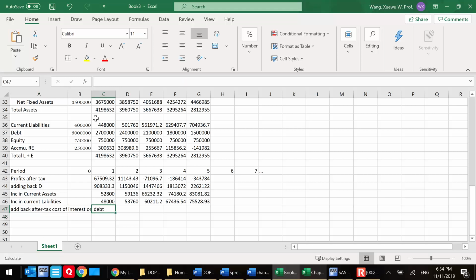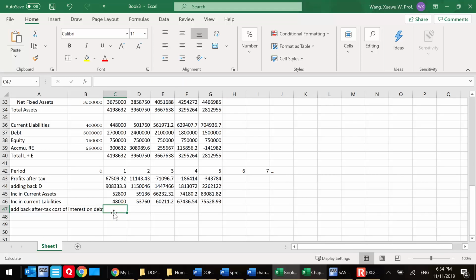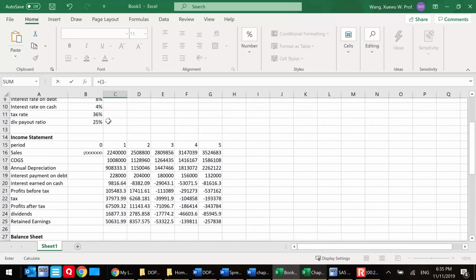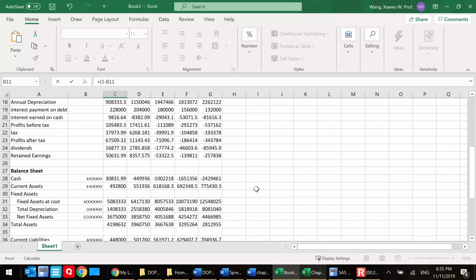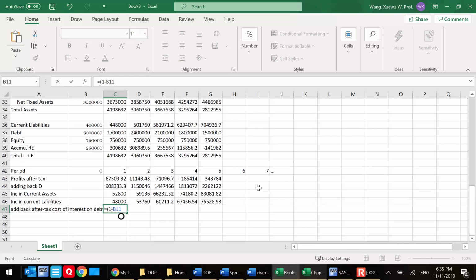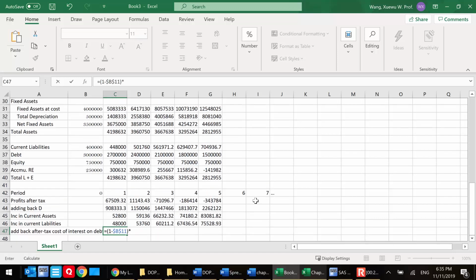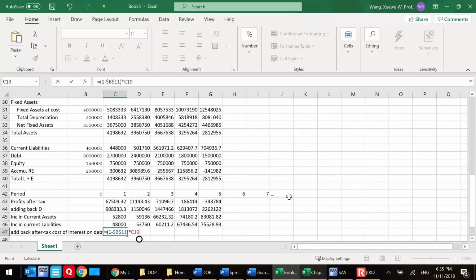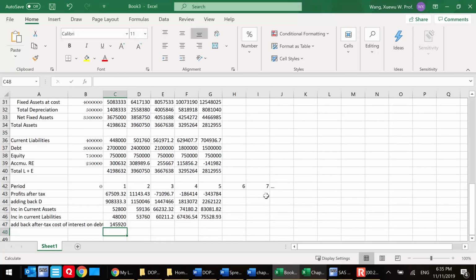All right, so this is going to be, first of all, we're going to do this on after tax basis. So I'm going to do 1 minus the tax rate. The tax rate is actually 36%. So this is 36%. I need to lock these down, multiply that by the interest payment on debt. So that's actually in the income statement. So that's in row 19. So that is the after-tax cost of interest on debt.